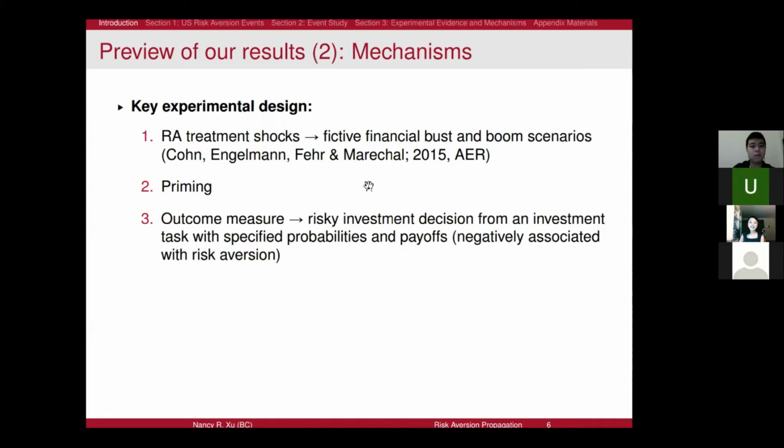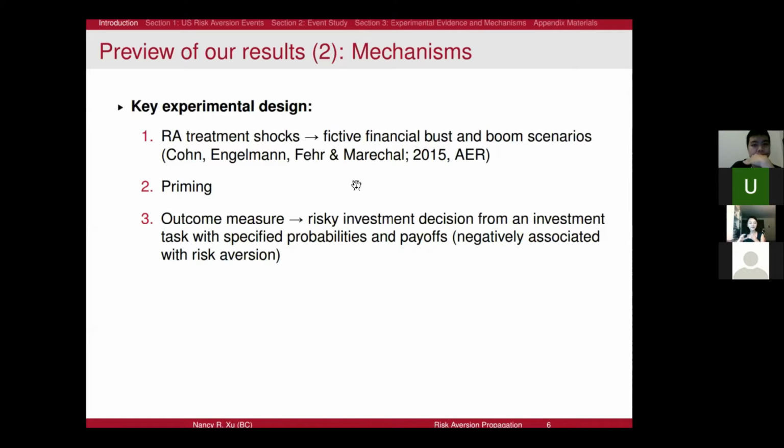To examine the mechanisms in an experimental setting, one clear advantage is that you can exactly identify and calculate a person's risk aversion. There's a very established experimental literature on how to lay out questions to identify the risk aversion of your participants. So the key experimental setting is that we designed risk aversion treatment shocks, following some of the existing literature, and we shock our participants through a priming process.